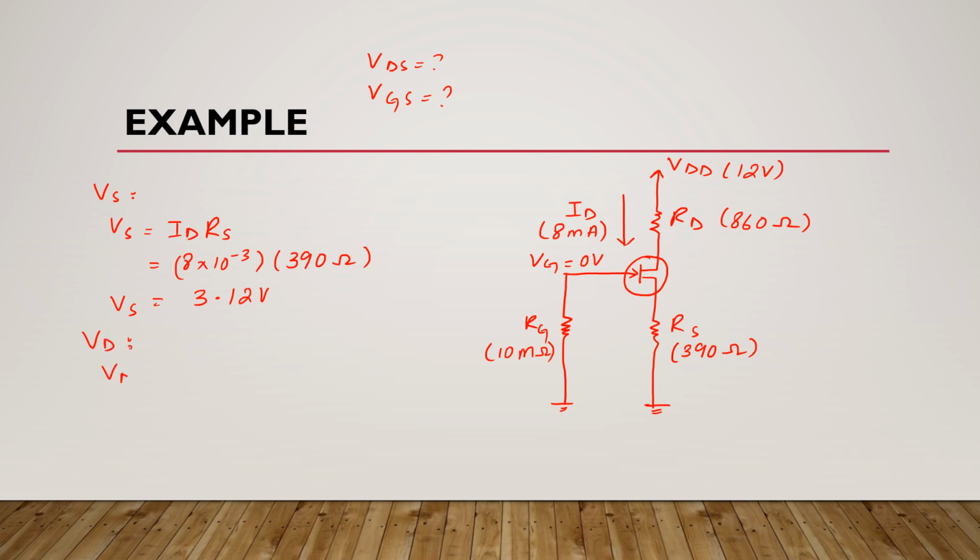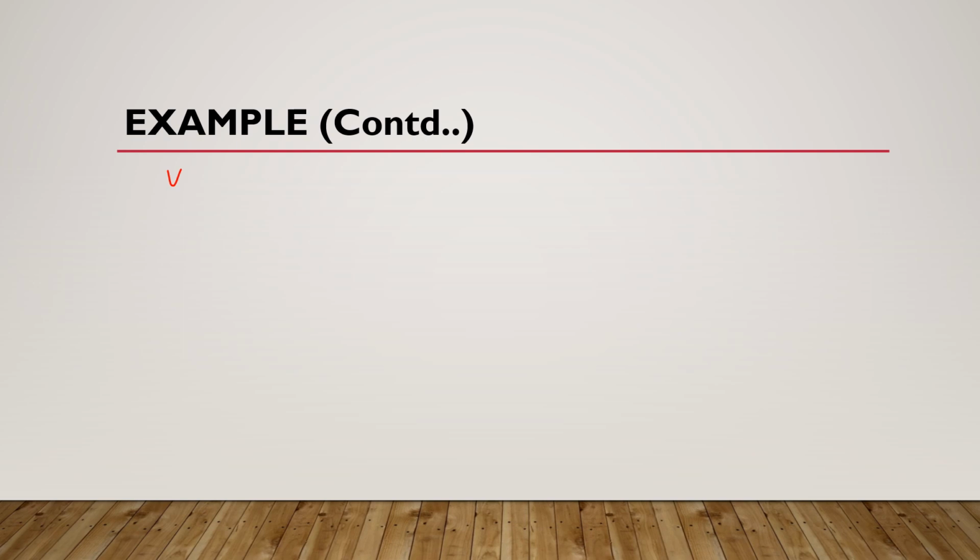Now we will find drain voltage Vd. We know that Vd is equal to VDD minus ID Rd. Here VDD is 12 volts, ID is 8 milliamperes, and Rd is 860 ohms. After solving this, you will get 12 minus 6.88, and this drain voltage is equal to 5.12 volts. Now we know that drain to source voltage is equal to Vd minus Vs. Here Vd is 5.12 volts and Vs is 3.12 volts. After solving this, you will get 2 volts. So this is your drain to source voltage.